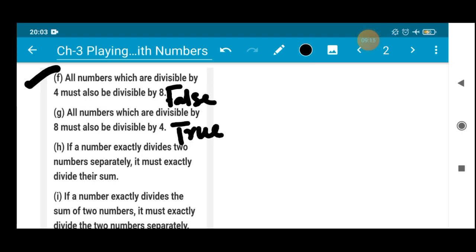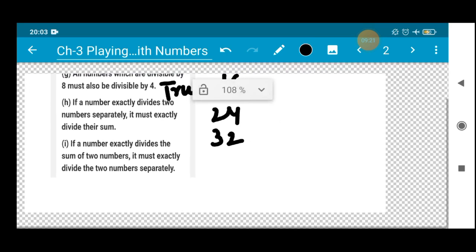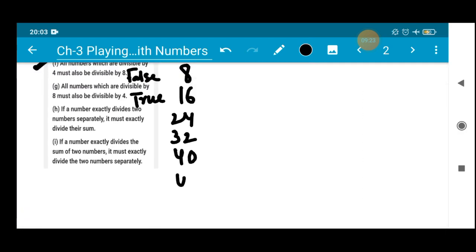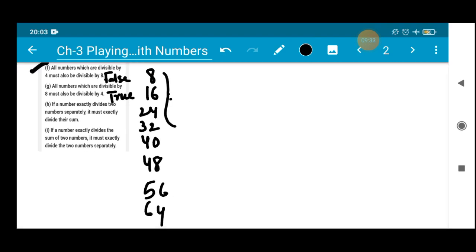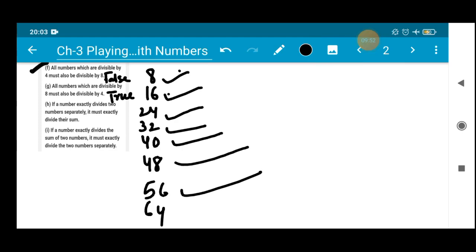So you can take the table of 8, multiples of 8: 8 1s are 8, 8 2s are 16, 8 3s are 24, 8 4s are 32, 40, 48, 56, 64. All these numbers are divisible by 8, of course, because they are multiples of 8, but they can also be divided by 4. 4 2s are 8, 4 4s are 16, 4 6s are 24, 4 8s are 32, 4 10s are 40, 4 12s are 48, 4 14s are 56, 4 16s are 64. In this manner, we can check it out. The multiples of 8 are divisible by 4.